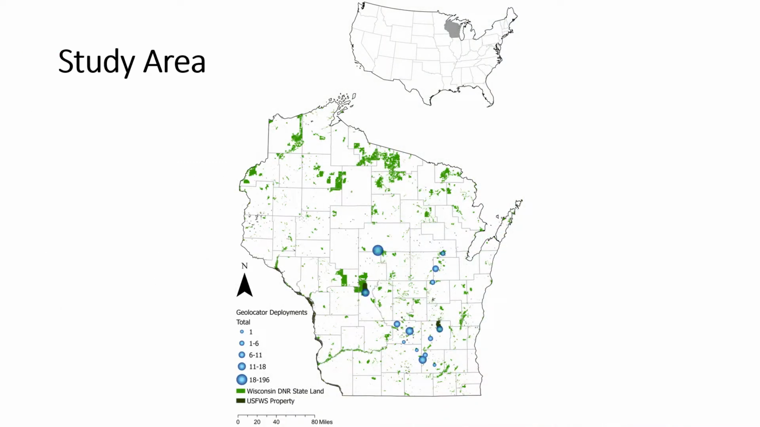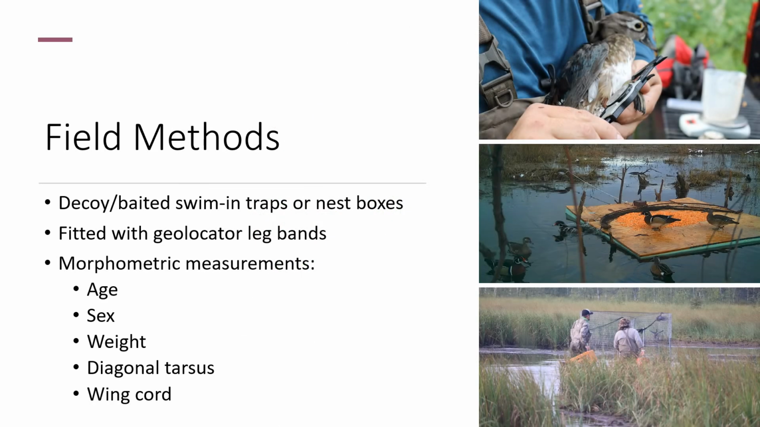The female birds that were used for this study were caught and banded in central Wisconsin during the spring and summer of 2020 and 2021 as part of a larger research project looking at migration patterns. To catch these birds, decoy or baited swim-in traps were used in addition to catching birds in known nest boxes. Once in hand, they were fitted with geolocator bands, and several morphometric measurements like age, sex, weight, diagonal tarsus, and wing chord were recorded.